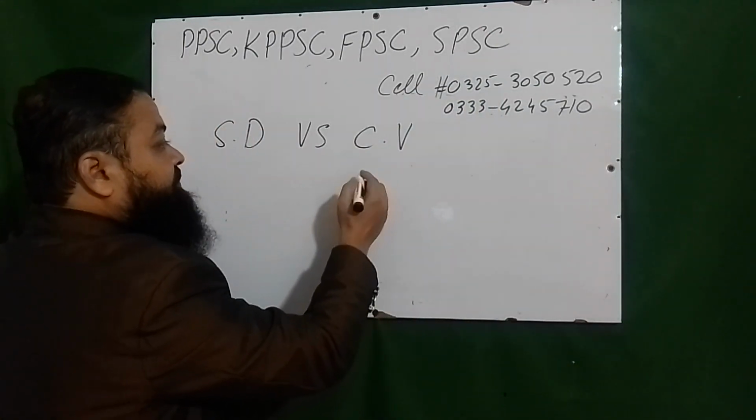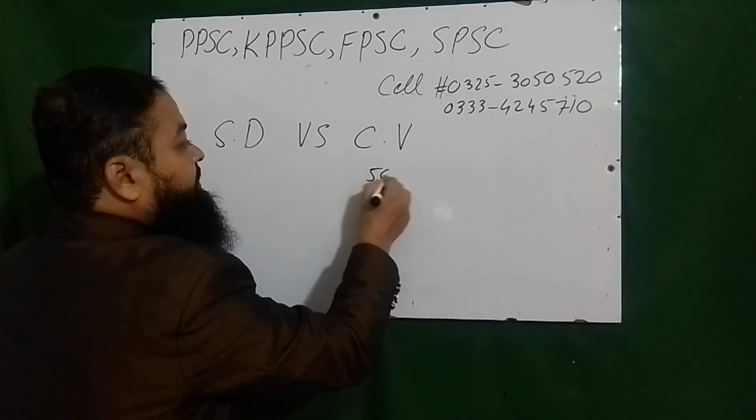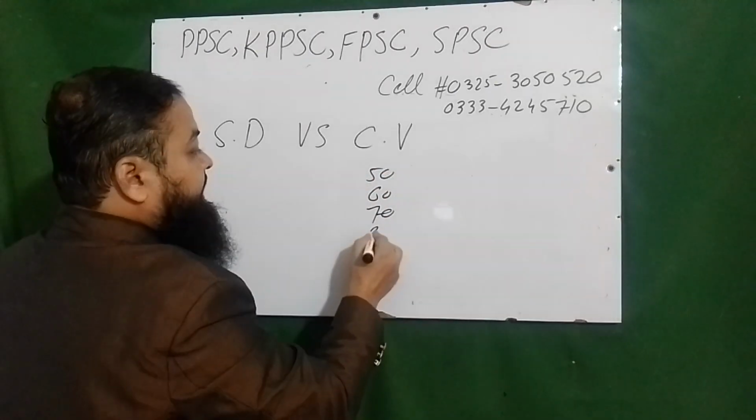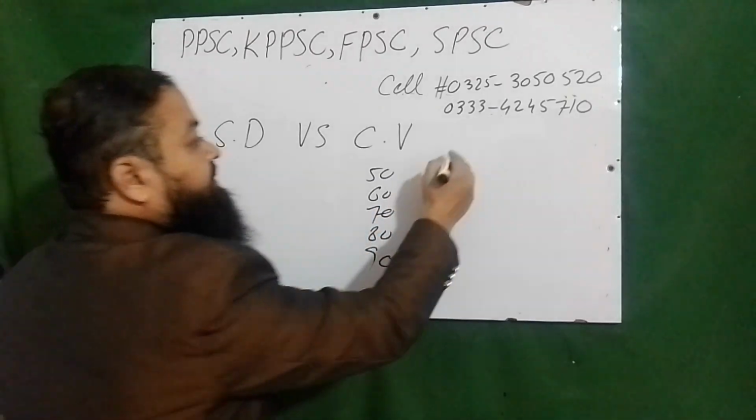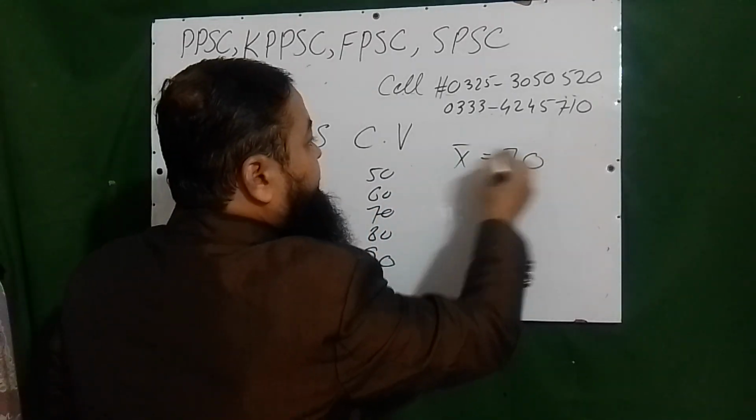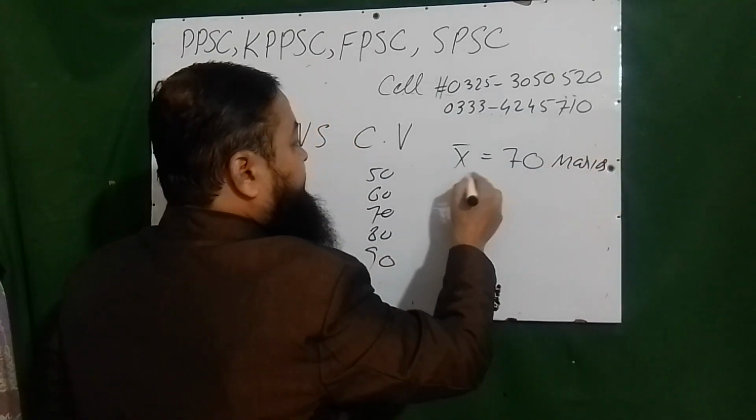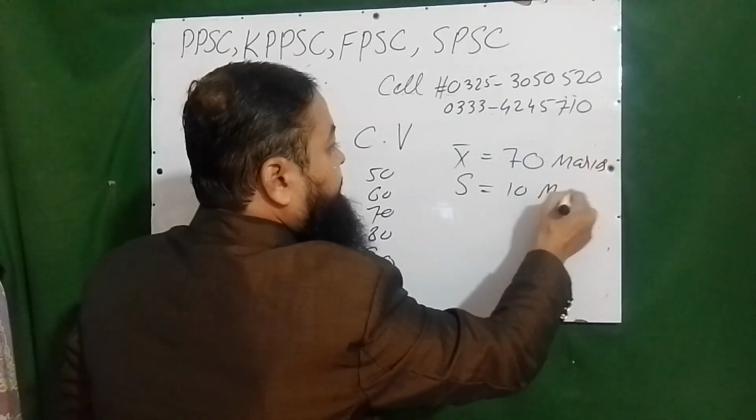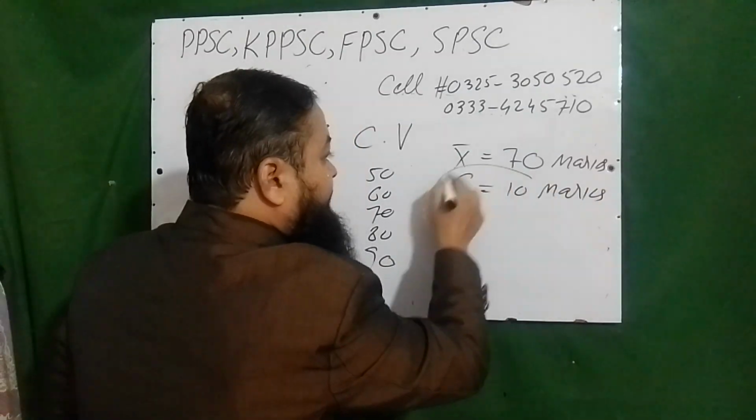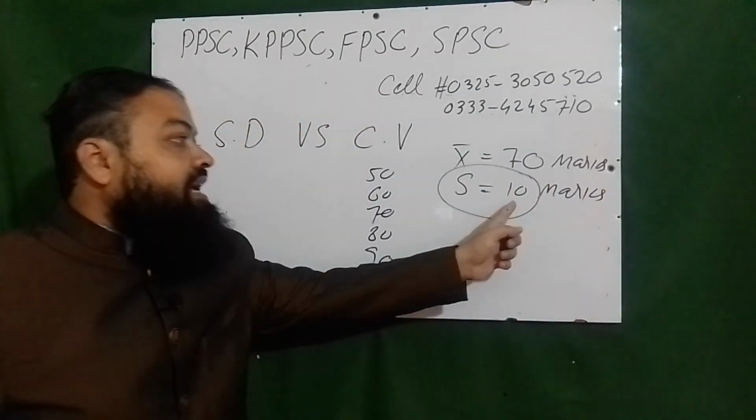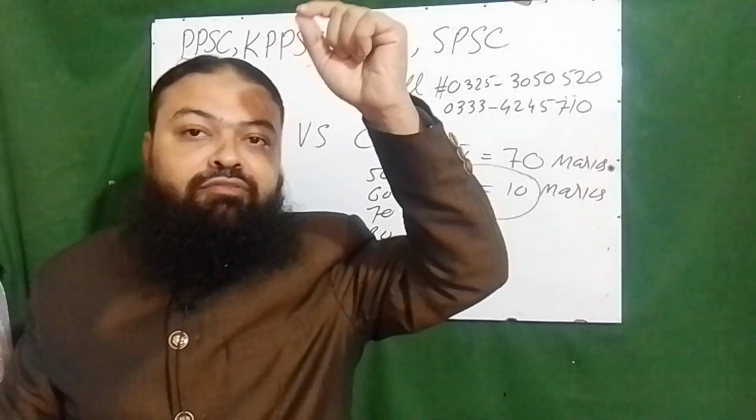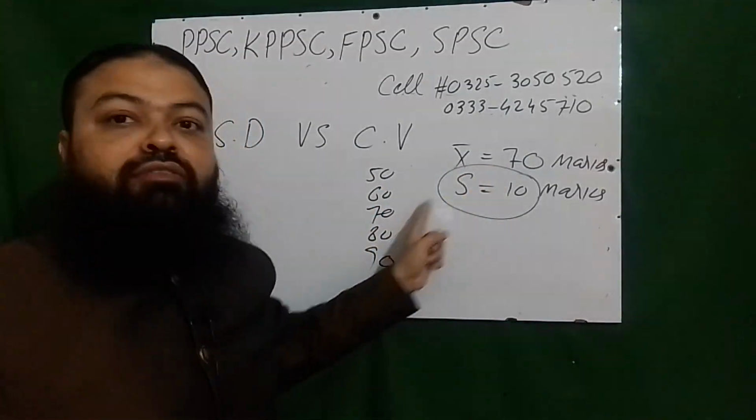You have marks of the students. Marks are 50, 60, 70, 80, 90. Its average is, for example, 70 marks, and the standard deviation is 10 marks. That value of 10 marks tells us the average dispersion of every value from the central value.